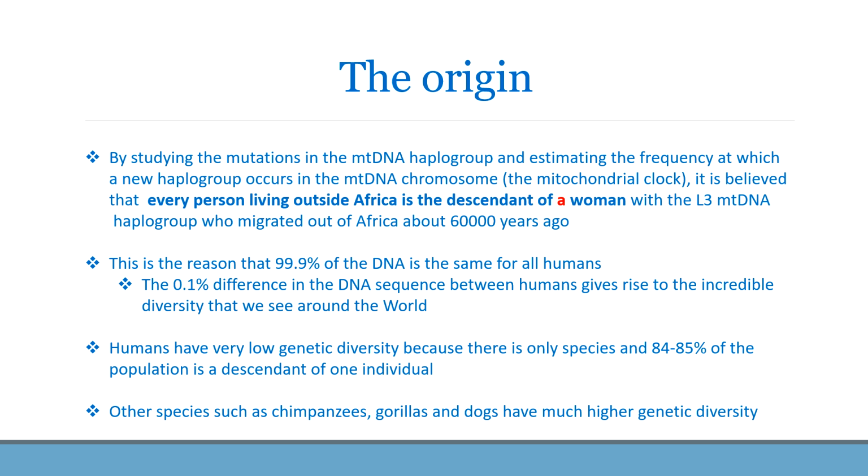The 0.1% difference in the DNA sequence between humans gives rise to the incredible diversity that we see around the world. Humans have very low genetic diversity because there is only one species, and 84 to 85% of the population is a descendant of one individual. Other species, such as chimpanzees, gorillas, and dogs, have much higher genetic diversity.